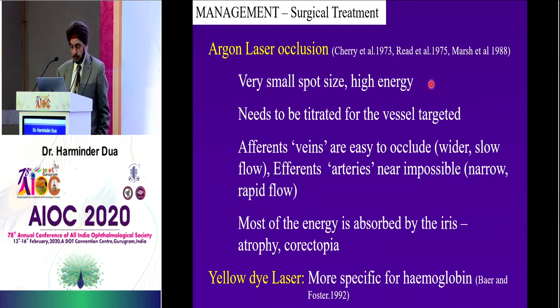in the quadrant where the vessels are, subconjunctivally. Argon laser occlusion was once a very popular method, and you could target the blood vessels. The problem was that it would hit the veins because the circulation is sluggish, and a lot of the laser light would go through the cornea and hit the iris. So you got iris atrophy and corectopia, and very little vessel occlusion.